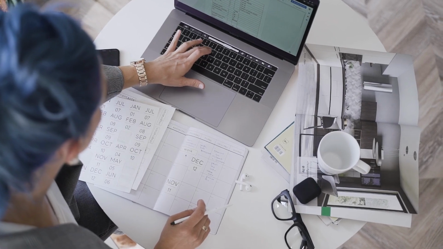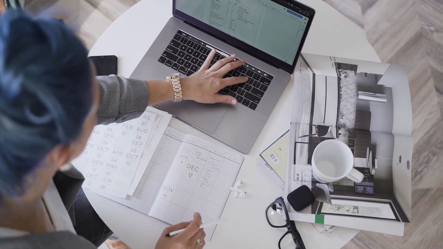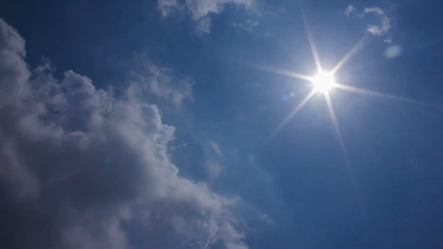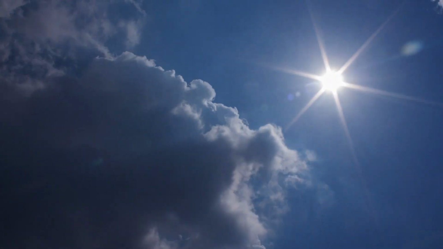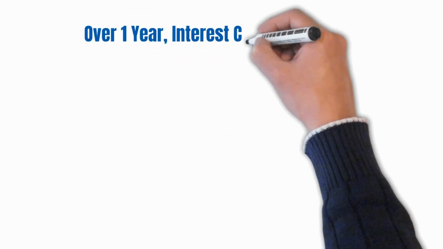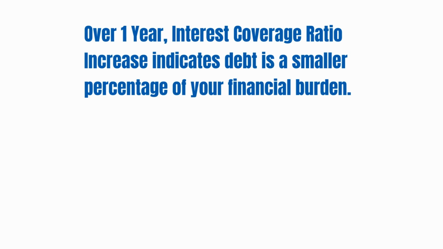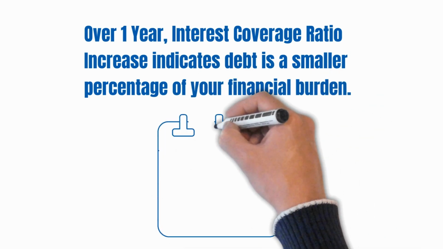Of course, a single ratio from a single month doesn't tell you much. Like most financial ratios and hairstyles, it's all about trends over time. If over the course of a year, your business's interest coverage ratio is increasing, it's an indication that your debt is becoming a smaller percentage of your financial burden. Now that is a good look.